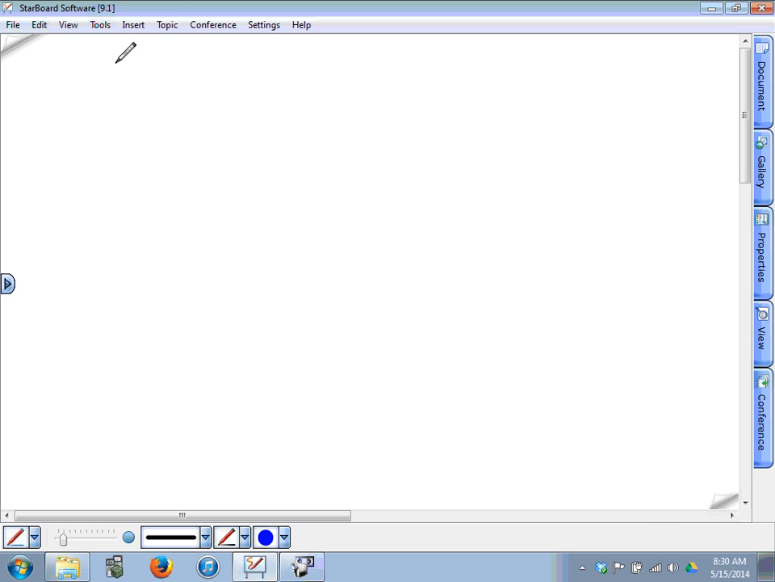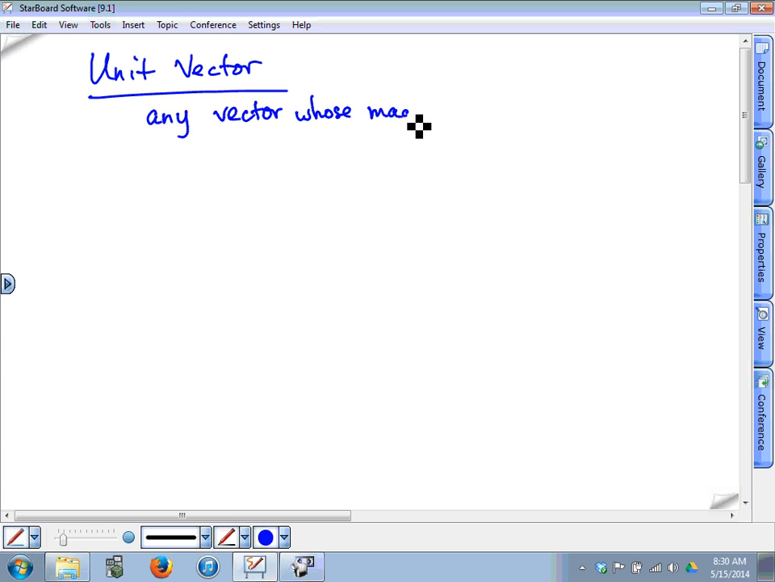There it is. Okay. Let's talk about what's called a unit vector. A unit vector is any vector whose magnitude is 1. Any vector whose magnitude is 1 is called a unit vector. It doesn't matter what the direction is. It could be pointing anywhere. As long as its magnitude is 1, it's called a unit vector. So there's an infinite number of unit vectors possible depending on where the direction is.